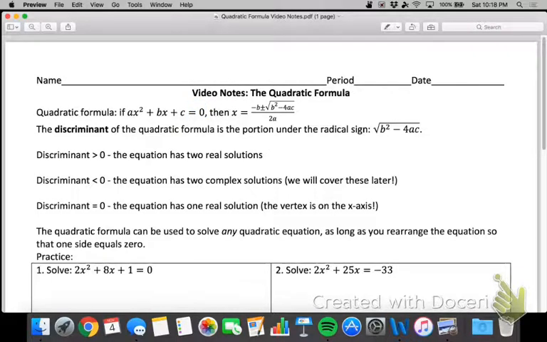Then we can solve for the x values, so these would be the x-intercepts, with this formula: negative b plus or minus the square root of b squared minus 4ac all over 2a.